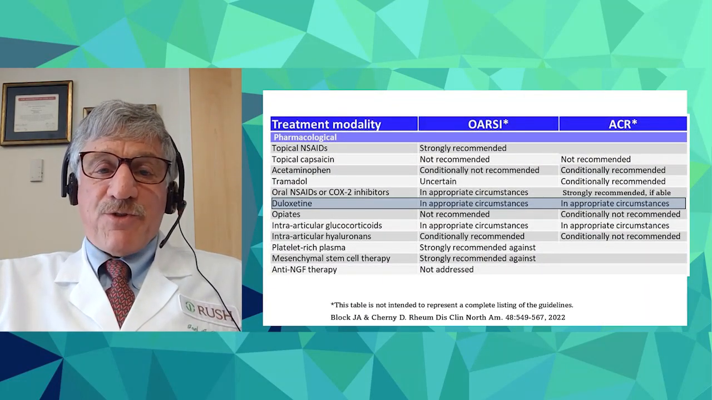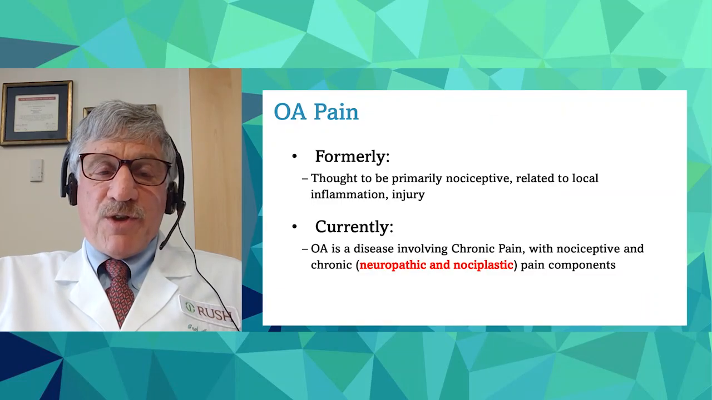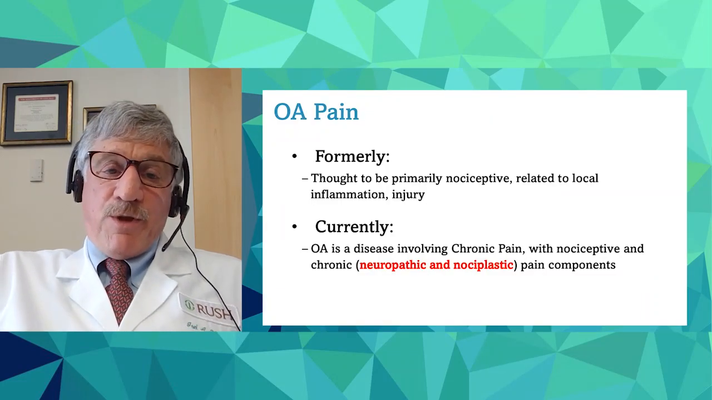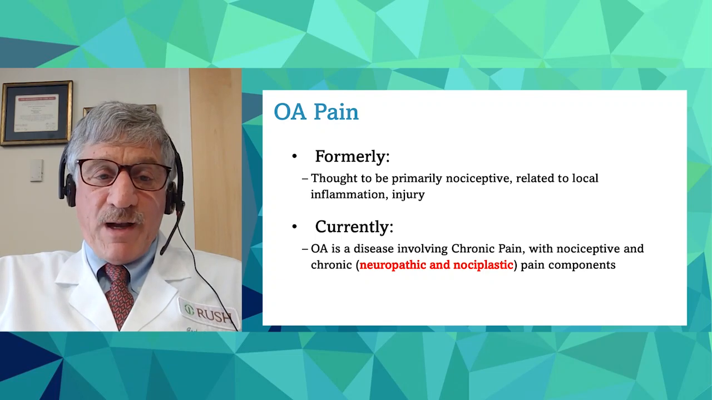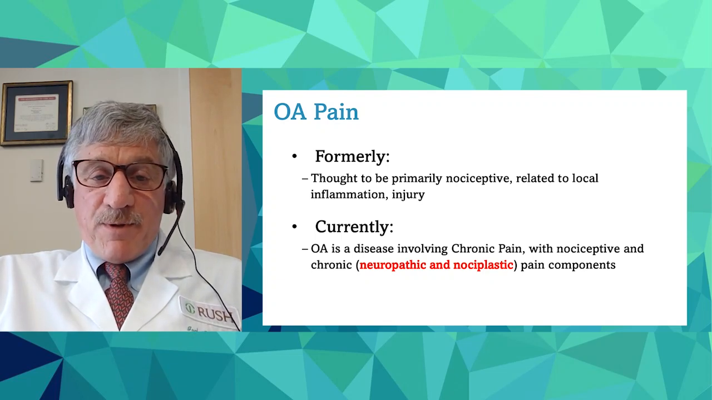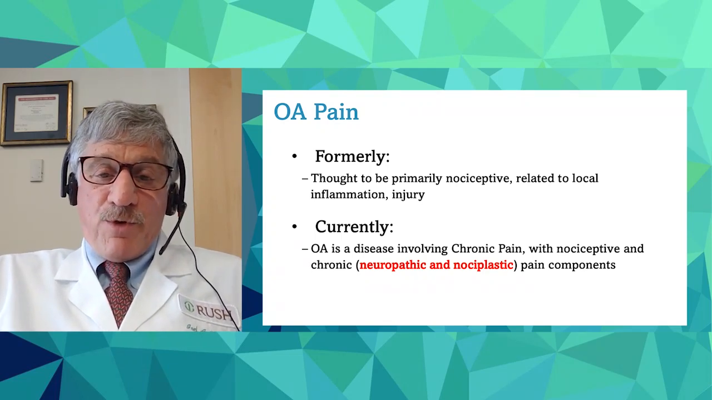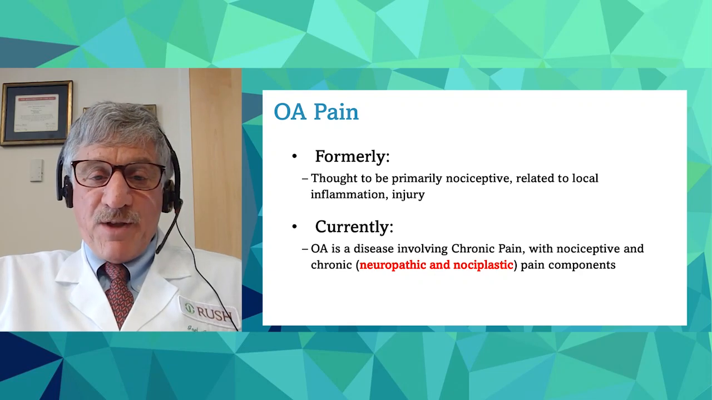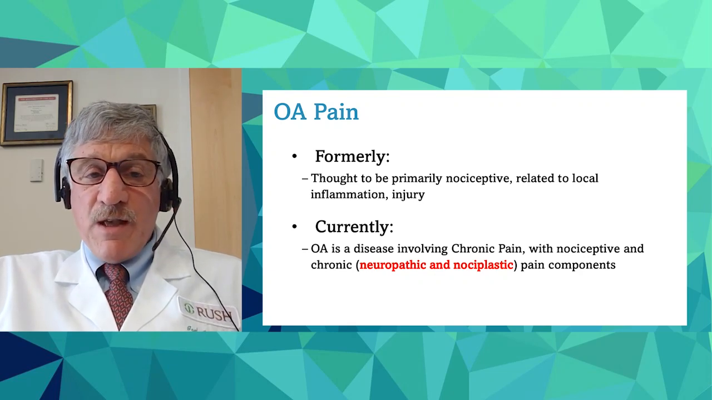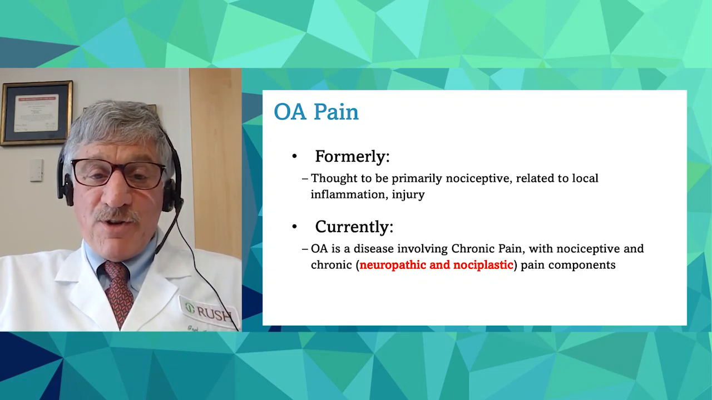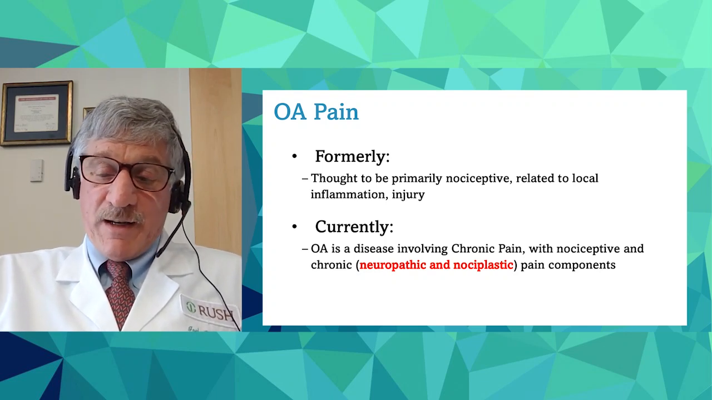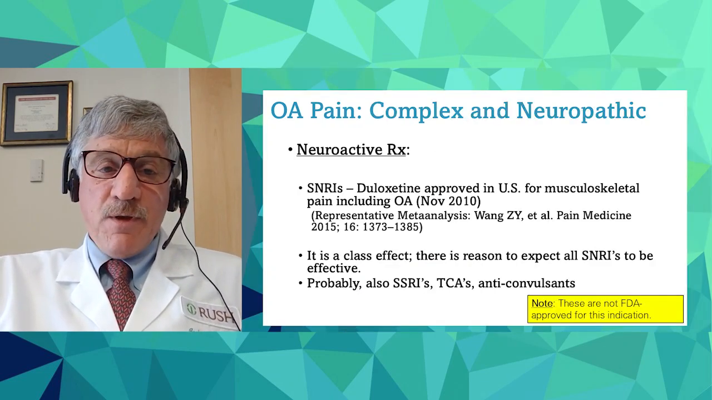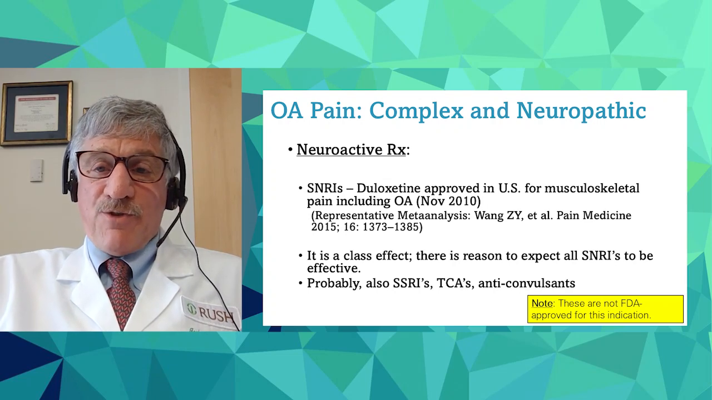What about duloxetine? Well, this is interesting. It brings up a new area. Remember that we used to think of OA pain as being primarily nociceptive, but we now understand that many people have chronic pain with nociceptive, but also neuropathic and nociplastic pain components, and failure to give attention to the non-nociceptive pain will result in inadequate pain control. And that's where the neuroactive agents come in.